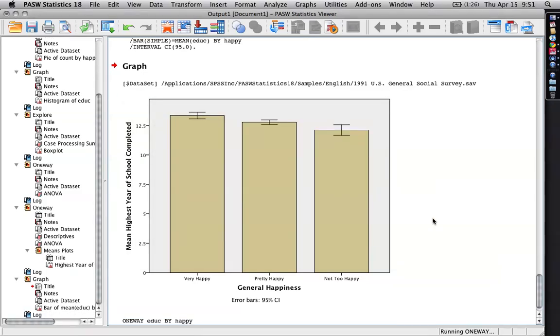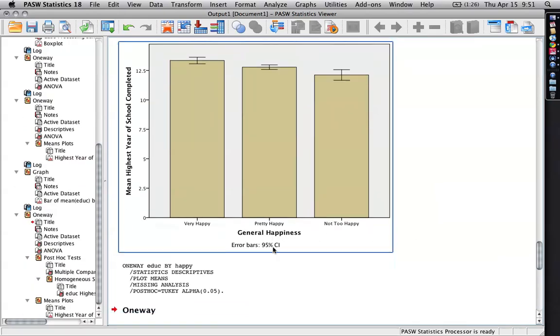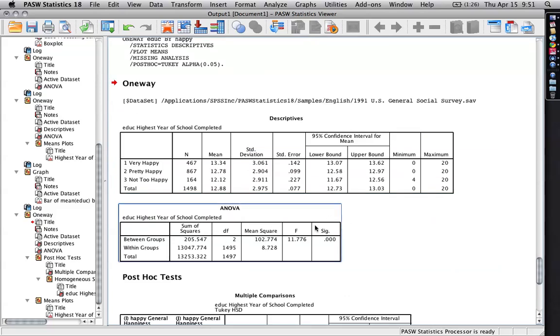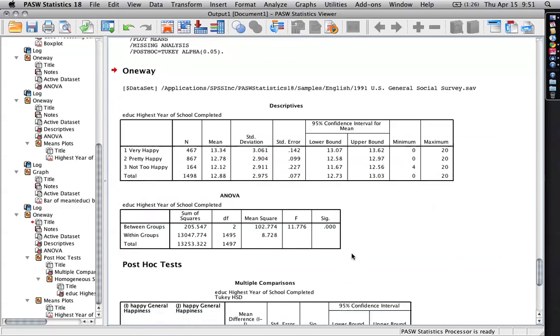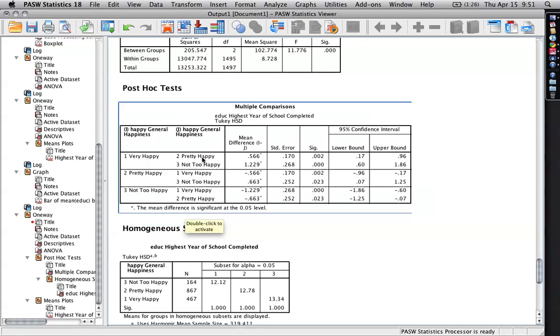It's going to give me all the same stuff as before with an additional table, two actually. There's the means that we saw before. There's the analysis of variance that says the zero that is statistically significant. This is the tricky one right here. What this one tells us is that the very happy and the pretty happy are significantly different from each other. So are the very happy and the not too happy because these numbers are less than 0.05.